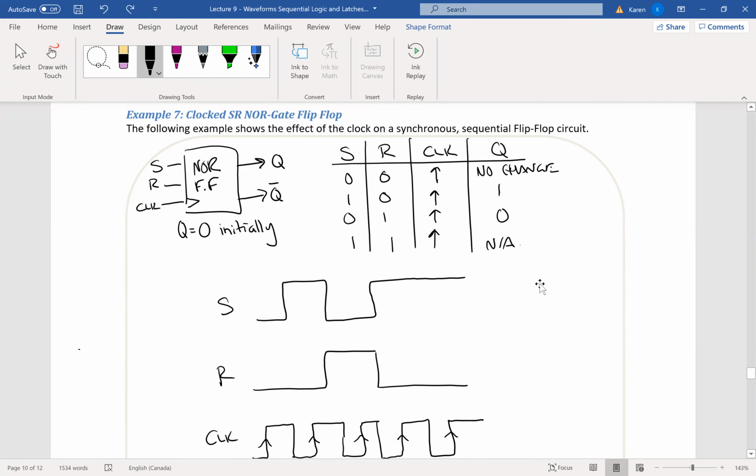In this example, we have a NOR gate flip-flop. We know how a NOR gate operates, therefore we know this truth table. And we are given in the question that Q equals 0 initially. We're also given that the set signal varies from 0 to 1 over time, just like this, and the reset signal varies from 0 to 1 over time, just like this.